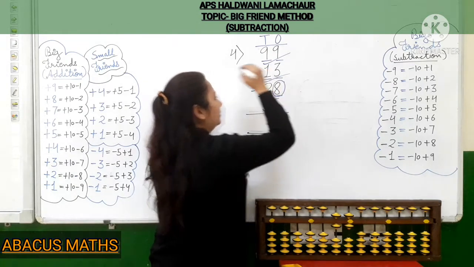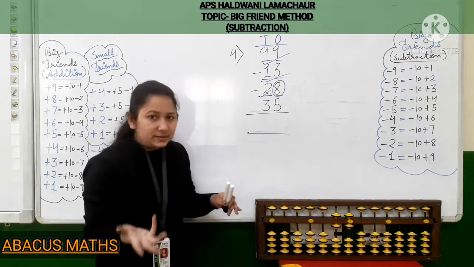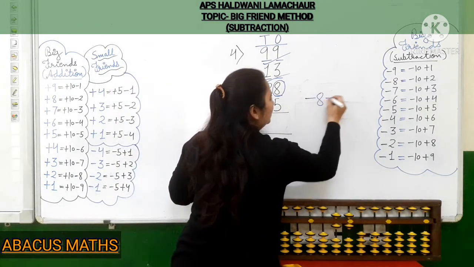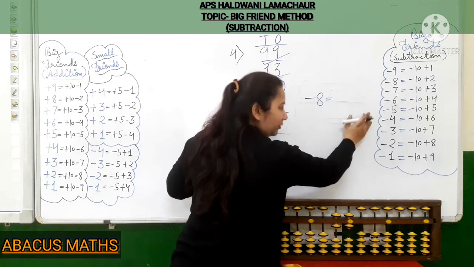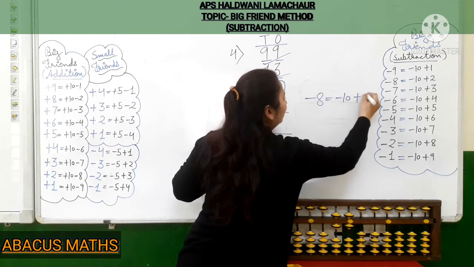Now you can see here 5, 6. We have added only 6. So how you will minus 8? Now for minus 8 kids, just use this big friend subtraction formula. Now for minus 8, you have to do minus 10 plus 2.